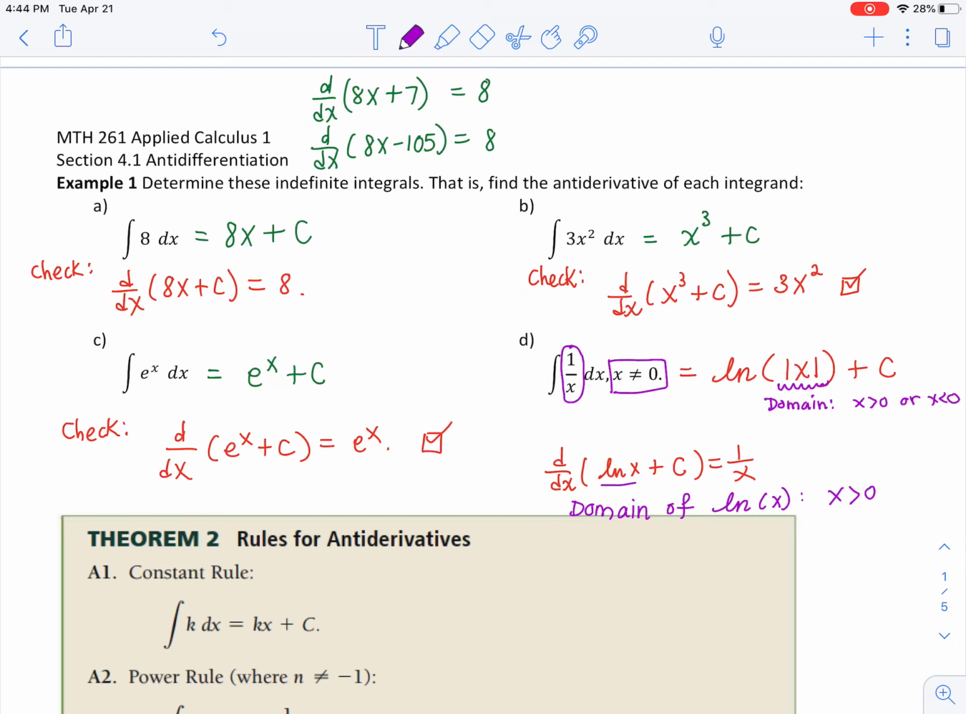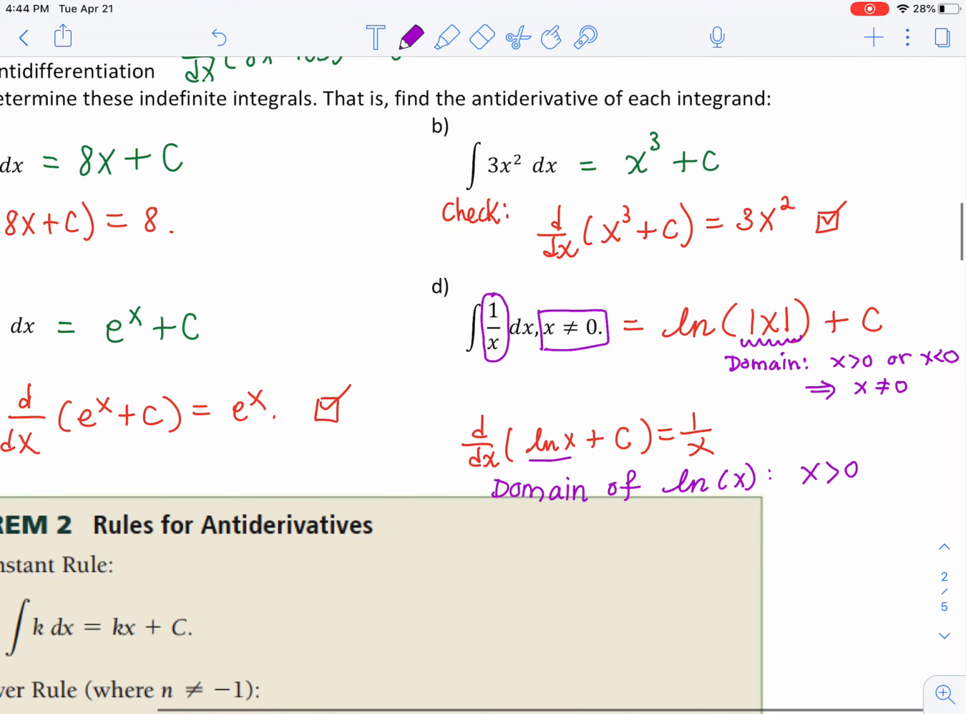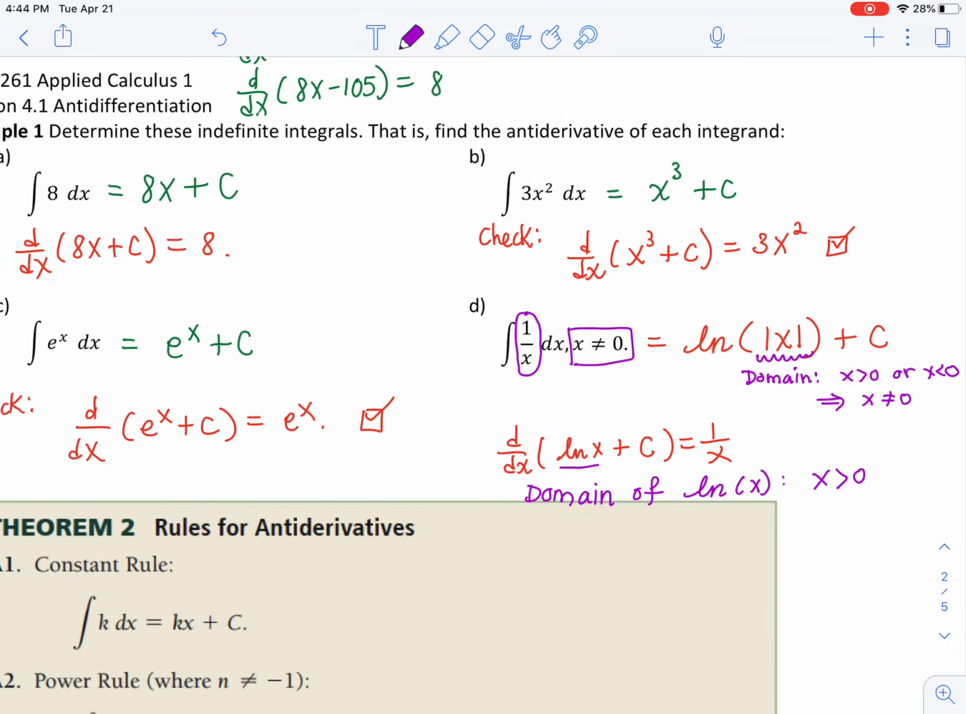But what if I write it as absolute value of x? Then the domain will be everything greater than 0 and everything less than 0. In other words, simply x cannot be equal to 0.